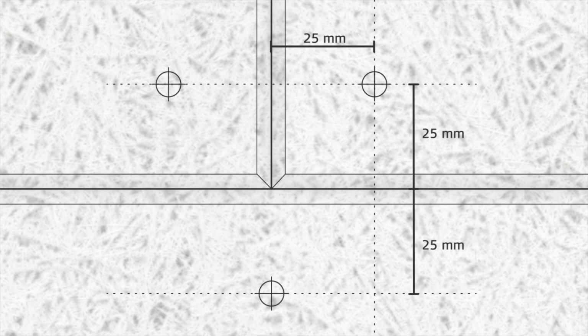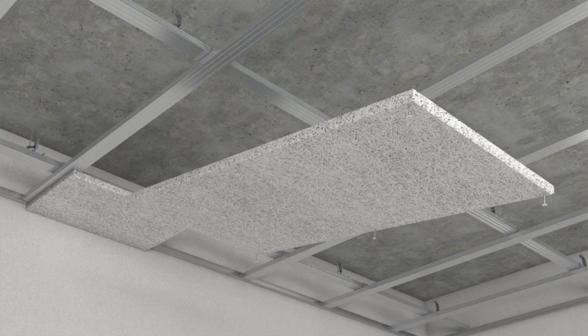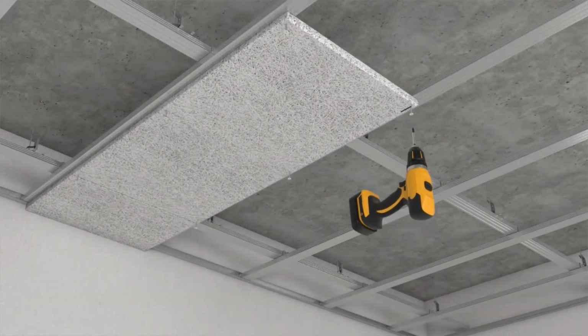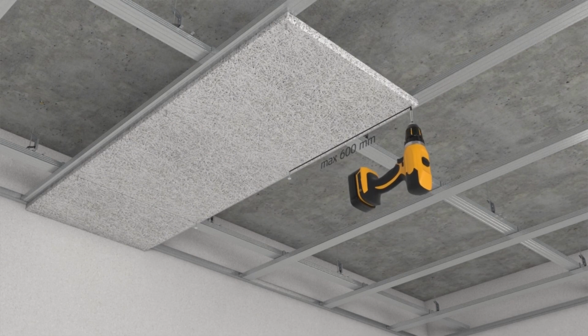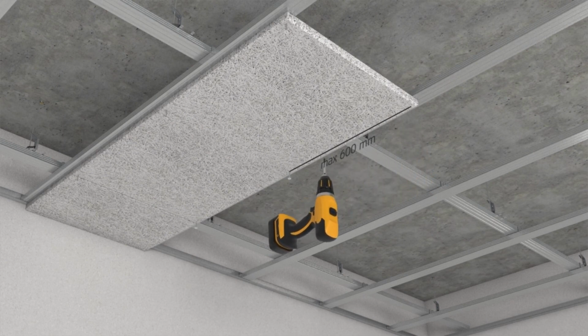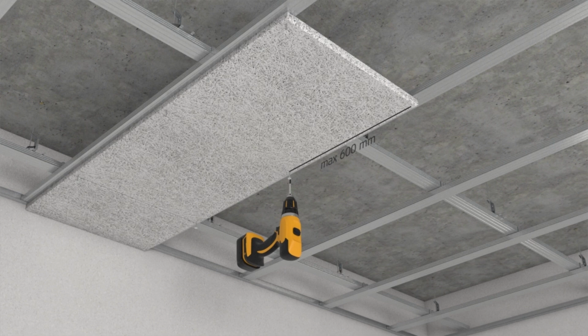Before attaching the panels, you will need to measure the positioning of the Troldtekt screws into the panels. Troldtekt screws should be spaced 25 mm from the edge of each ceiling panel. Once screw spacing has been measured, use the Troldtekt screws to attach the panels directly into the furring channel. Screws should be spaced no more than 600 mm apart.